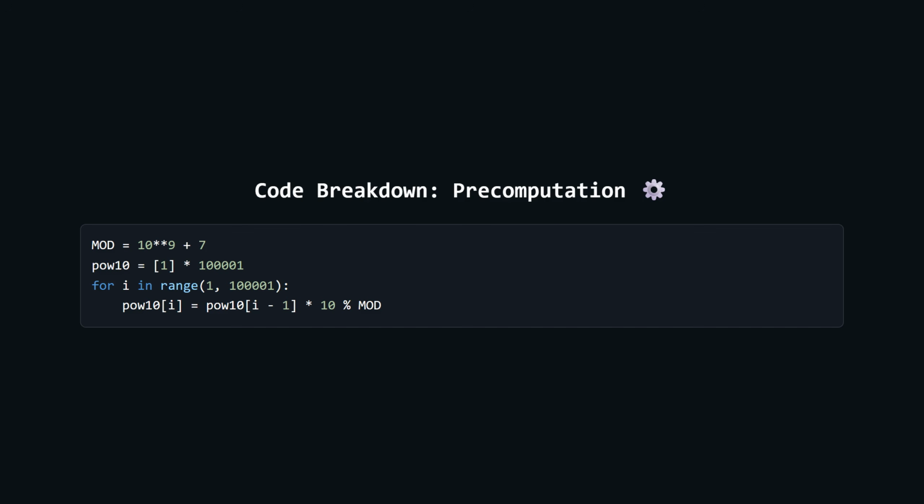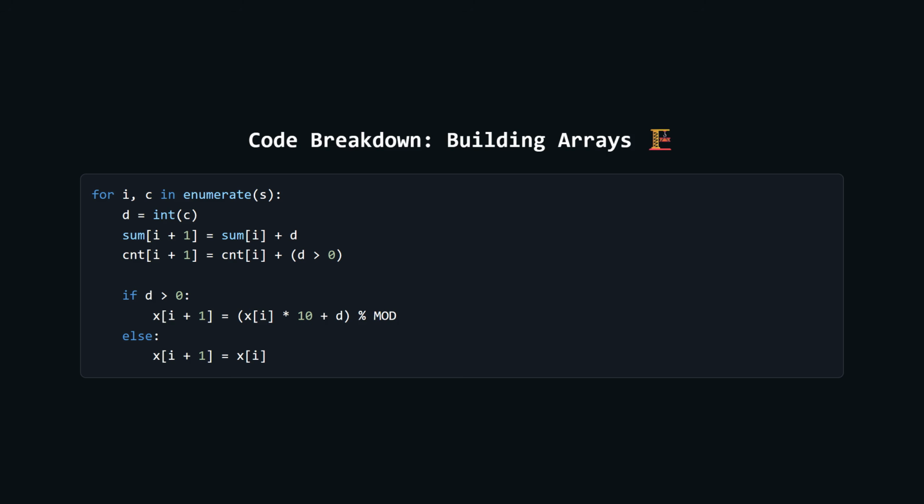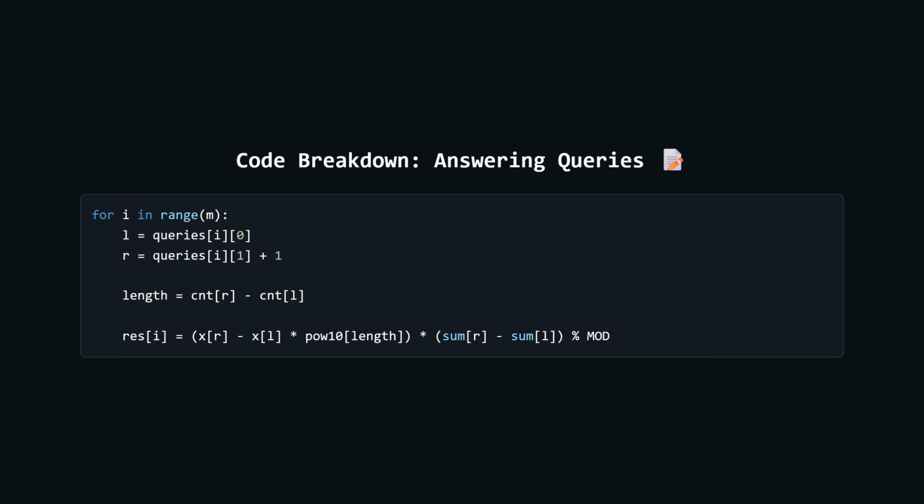Let's look at the Python code. First, we pre-calculate all those powers of 10 up front, so we don't waste time doing the same multiplication repeatedly during our queries. Next, we loop through our string character by character. If a digit is greater than 0, we add it to our running sum, increment our count, and tack it onto the end of our running squished number. Finally, we process the queries. We find the length of our target string using the counts, apply that math trick with the powers of 10 we talked about, multiply the two parts, and store the result.